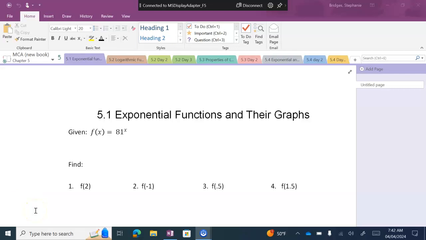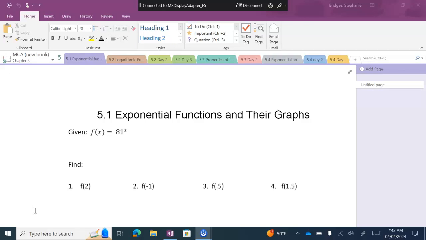Okay, so we're starting chapter 5. This is going to be exponential functions and logarithmic functions. Today we're going to take a look at our exponential functions. And you can take a look at the graph over here. You can see it's going to be like a curve.